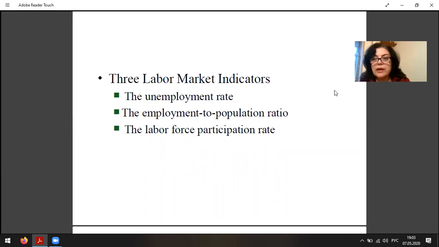And of course, we start firstly with the labor market indicators. So when we discuss the labor market, we have to answer these three questions. So first one, what is the unemployment rate in a specific labor market? And what do we understand when we think about the employment to population ratio? And the third indicator of the labor market that is very frequently discussed is the labor force participation rate.